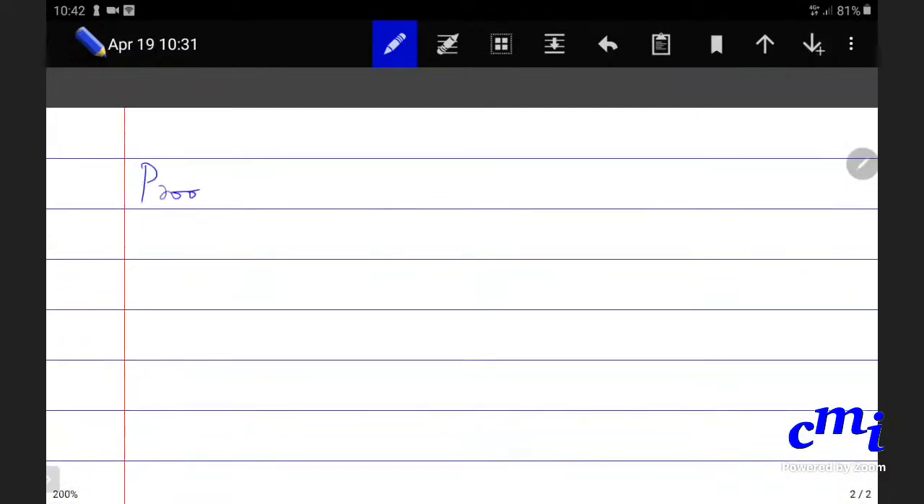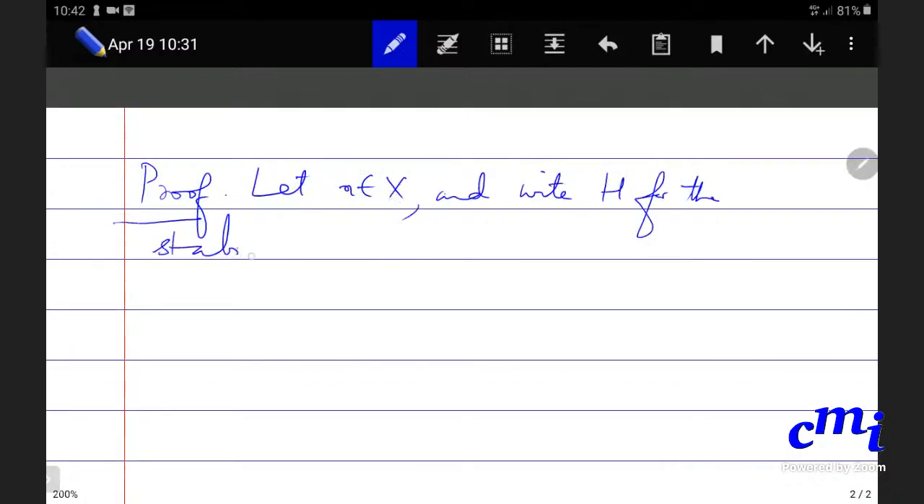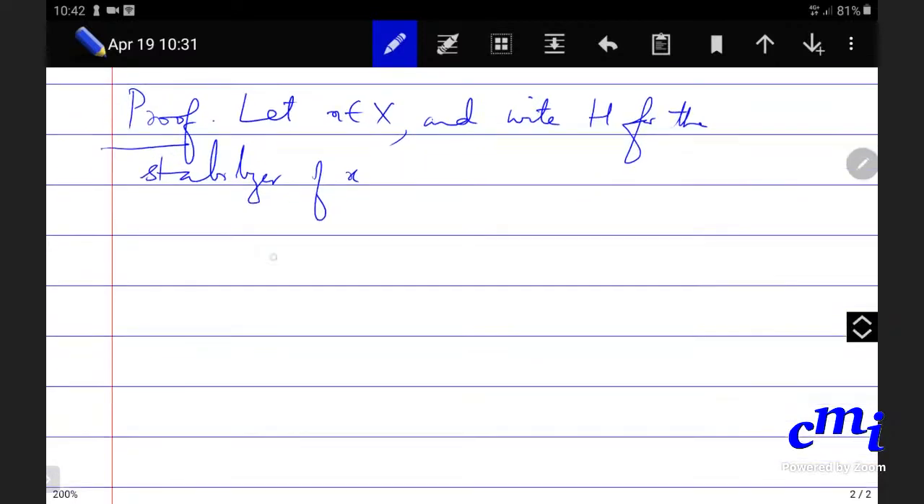Proof. So let x be inside X and write H for the stabilizer of x. Then 1 belongs to H, since phi 1 of x is x. Phi 1 is the identity map, so it is true, in particular for little x.